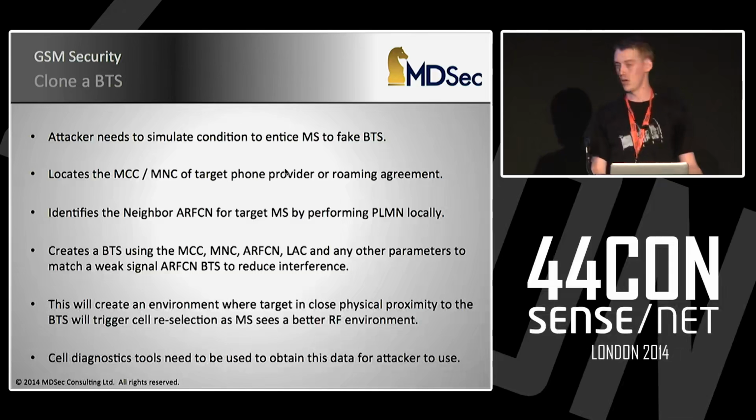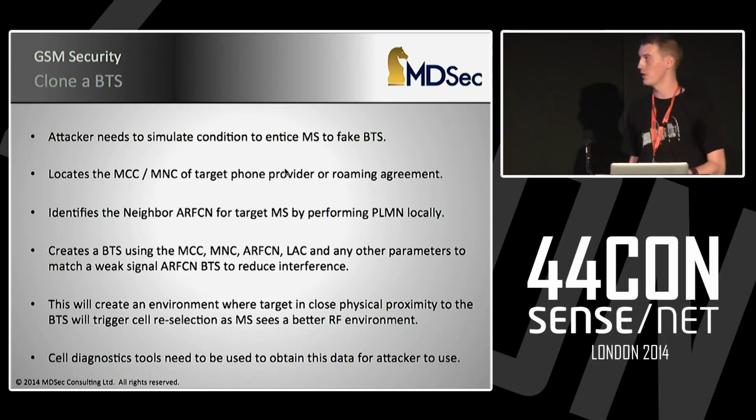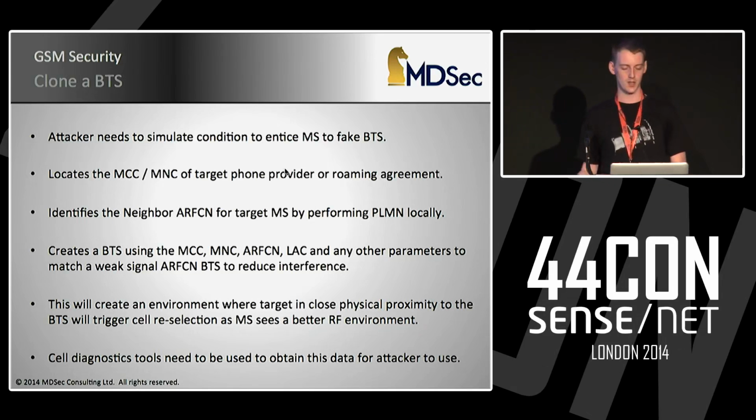To be able to actually do an attack and exploit this condition, we're going to need to simulate certain conditions to get a mobile station onto our fake environment. So we're going to need to locate the mobile country code and the mobile network code of the target phone provider or their roaming agreement. So for instance, if your phone allows you to roam to another network, we could also try to spoof that network. And then we're also going to need to identify the neighbor absolute radio frequency channel that's being used by the mobile station by performing our own PLMN search locally in the environment which we want to target.